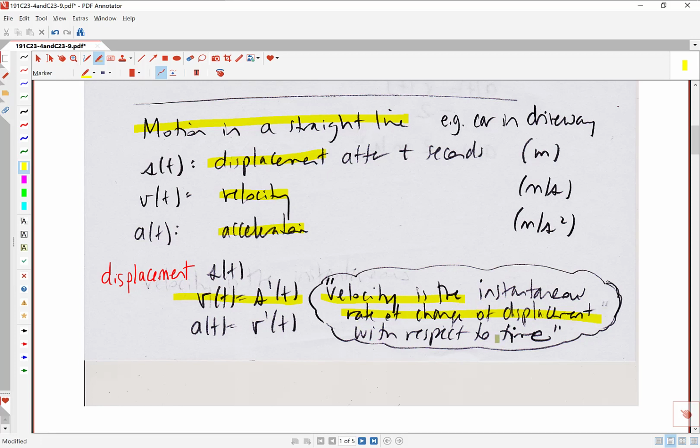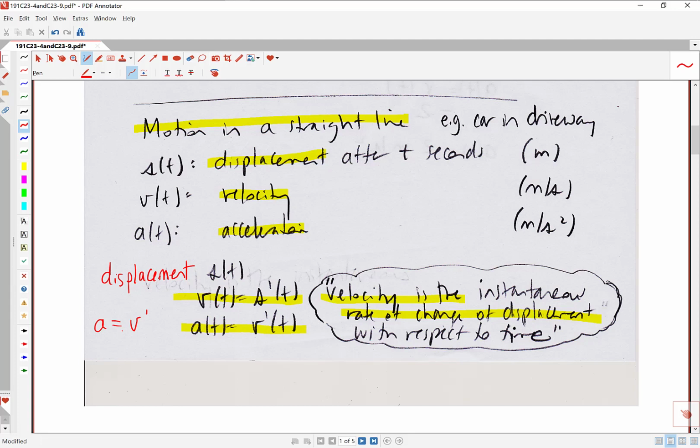And we sometimes won't say "with respect to time" if the context is clear. So velocity is the rate of change of displacement. In a similar way, acceleration is the rate of change of velocity. So you could say a of t is equal to v prime of t. Or if you wanted to clean up that notation a little bit more, you could say a equals v prime, just to make it more concise. Acceleration is the derivative of velocity.